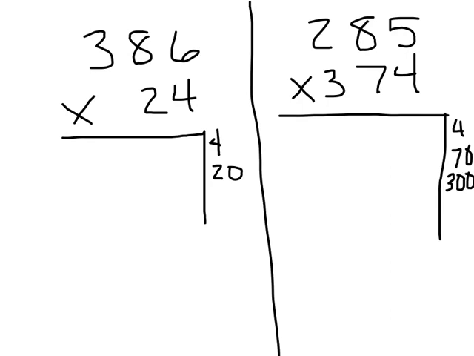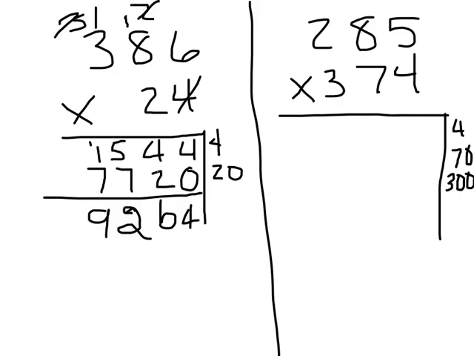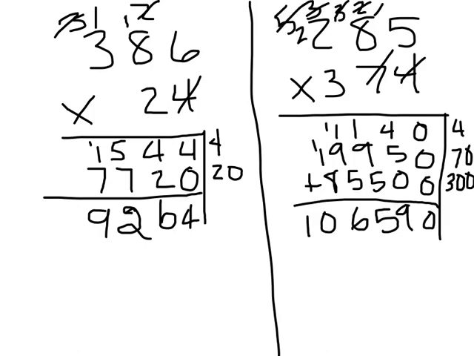Today is going to be a lot more about independent practice, so I'm going to let you try both of these problems. Go ahead and solve 386 times 24, then check your work with mine. The correct answer is 9,264. Now try 285 times 374. Then check your work with mine. The correct answer is 106,590.